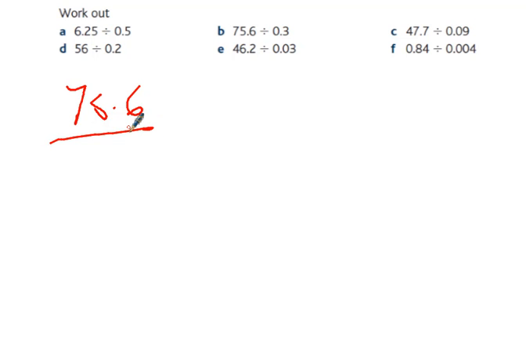75.6 divided by 0.3. We set them out this way because it allowed us to think about fractions and simplifying, something we'd looked at in previous lessons. Now if I multiply the numerator and denominator by 10, I'm going to get 756 divided by 3.